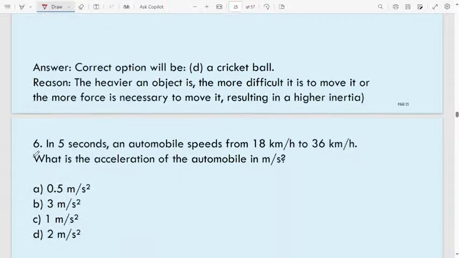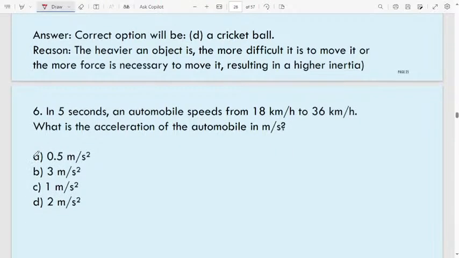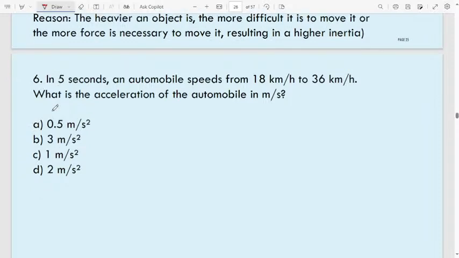Next. This is also a very easy question. See here, question number 6. In 5 seconds, time is given as 5 seconds, an automobile speeds up from 18 km per hour to 36 km per hour. What is the acceleration of the automobile in meter per second squared?